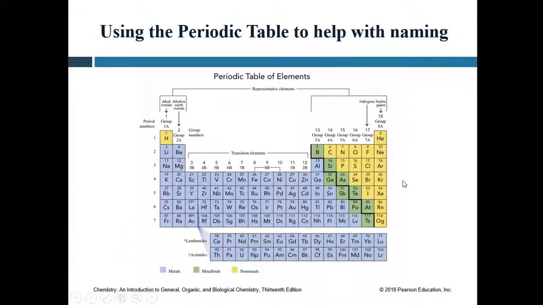Another thing is you have to use the periodic table to help you with naming so that you can figure out, is the first one a metal or a non-metal? And you go, well, what about those metalloids? Well, it just depends. If they're on the non-metal side, like boron, silicon, arsenic, or selenium, then we name them as non-metals. If they're on the left-hand side of our stair step, we name them as metals.